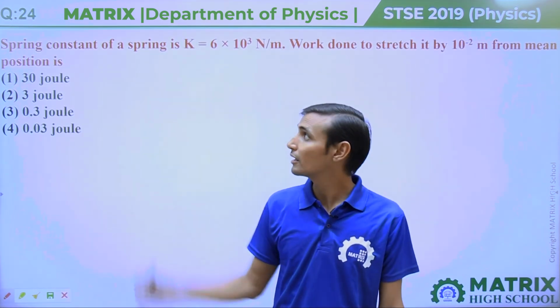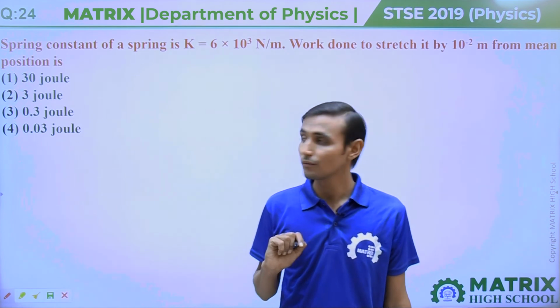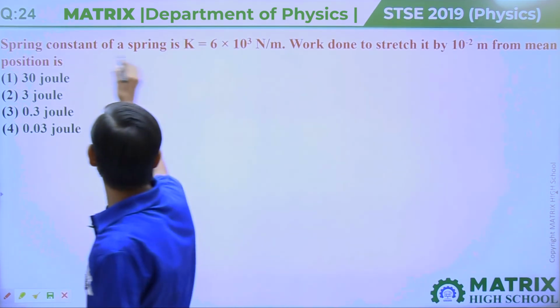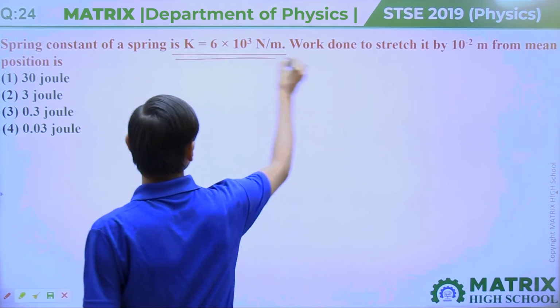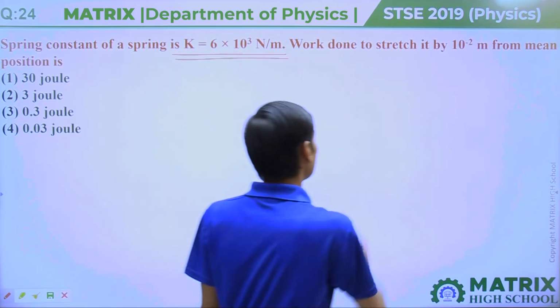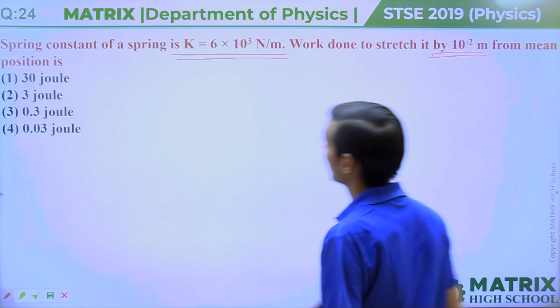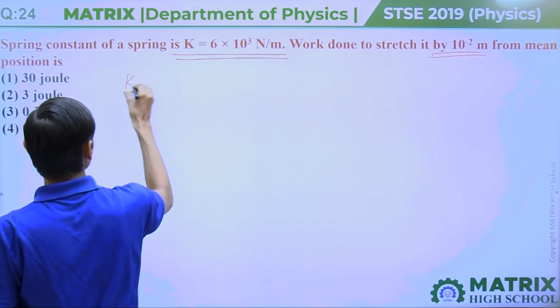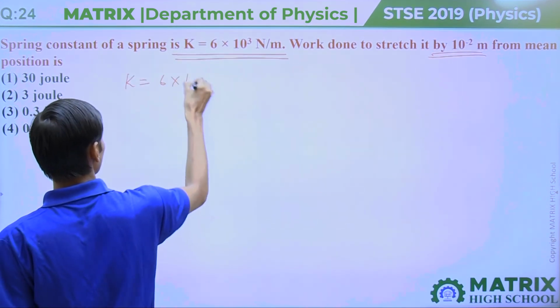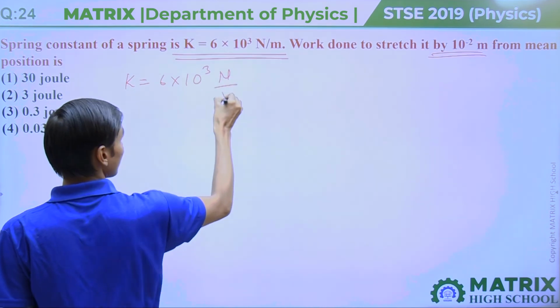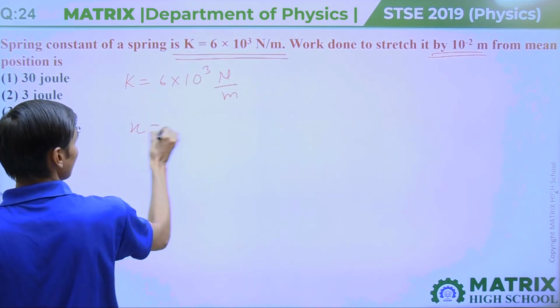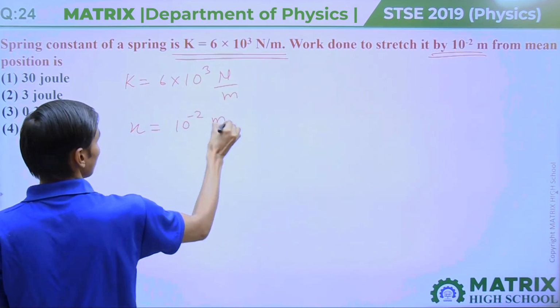Next question number 24. Spring constant of a spring is 6 into 10 raised to power 3 Newton per meter. The work done to stretch it by 10 raised to power minus 2 meter from the mean position. K is given here as 6 into 10 raised to power 3 Newton per meter, and x is given as 10 raised to power minus 2 meter.